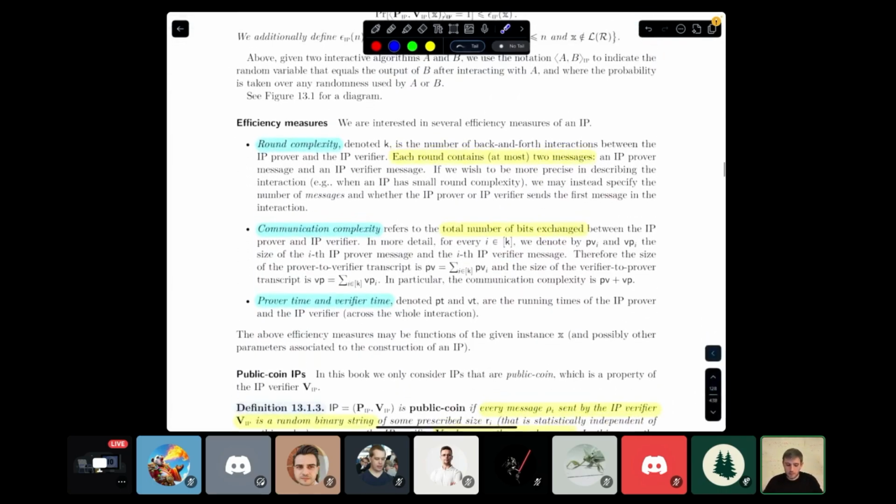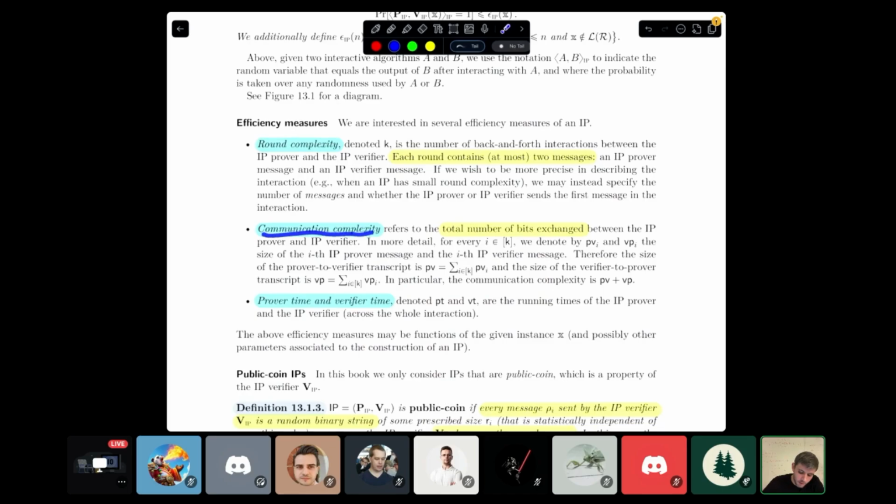Some additional efficiency measures that we may need to care about. The first one is the round complexity. We want the round complexity not to be large. If we design a very good interactive proof, we don't want the verifier to have a round complexity that is the size of the witness. So round complexity is an important measure. And like I said, a round contains two messages, one from the prover and one from the verifier.